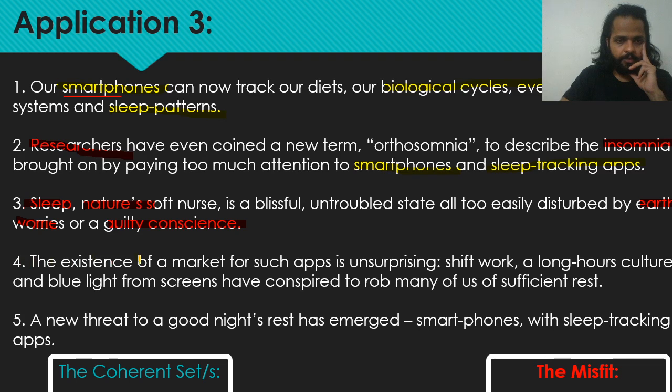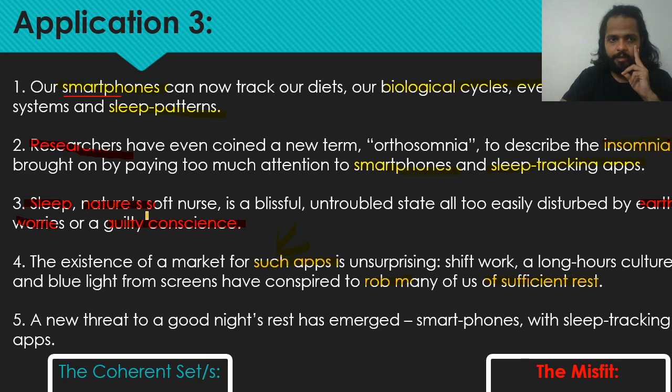So now, the existence of a market for such apps. So guys, this is a very important link. This mention of such apps is really important, because it is referring to maybe the sleep tracking apps here. Is unsurprising. Shift work, long hours culture, and blue light from screens have conspired to rob many of us of sufficient rest. Rob of sufficient rest refers back to the insomnia that we talked about here, right? So because this insomnia is present in this sentence as well, that's why I'm remarking it as yellow.